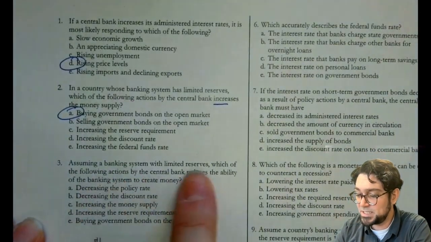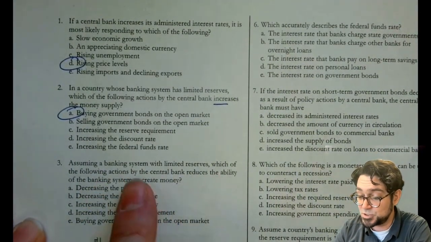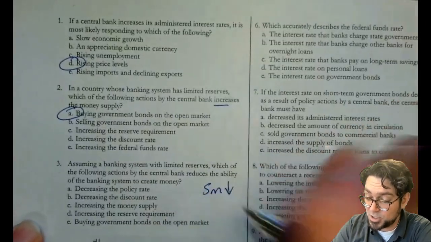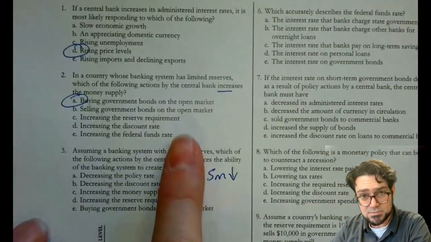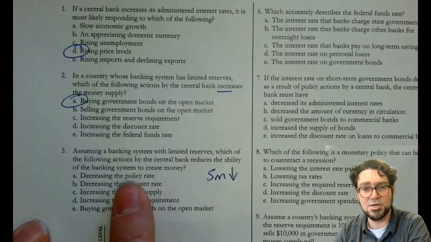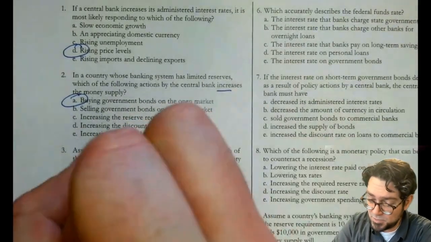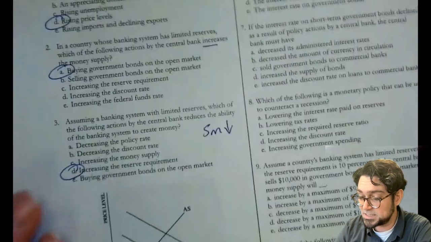Number three, assuming a banking system with limited reserves, which of the following actions reduces the ability of the banking system to create money? In other words, the money supply gets smaller. Well, that would be the opposite of what we just said here. So increasing the reserve requirement. That's going to make that money supply get smaller.